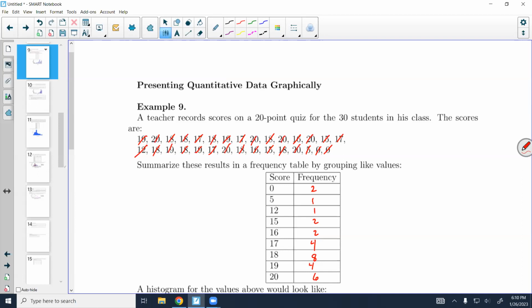So to make sure we got them all, just add this up. 2, 3, 4, 6, 8, 12, 20, 24, 30. So they're all there. That's our frequency. Everybody follow how we did that? We just counted how many times each thing showed up.